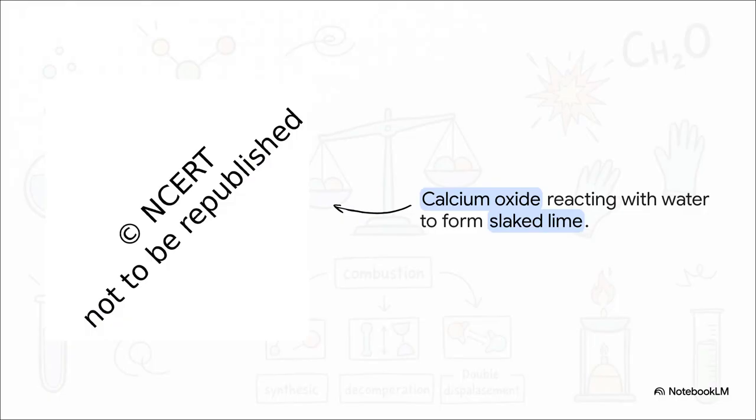A great example is what happens when you mix calcium oxide, which you might know as quicklime, with water. They react incredibly vigorously, combining to form a single product called calcium hydroxide, or slaked lime. What's really cool is that this slaked lime is historically what people used to whitewash walls. It slowly reacts with carbon dioxide in the room to give the walls a really nice, shiny finish.